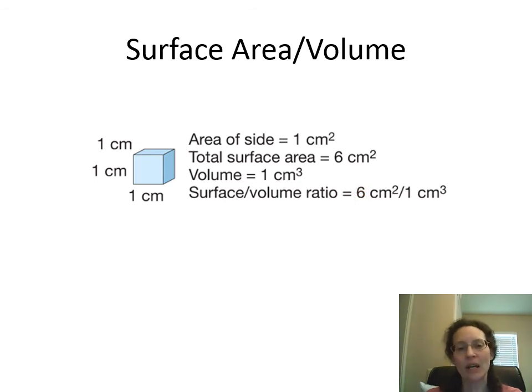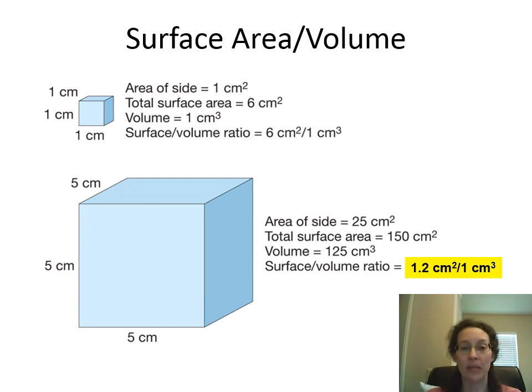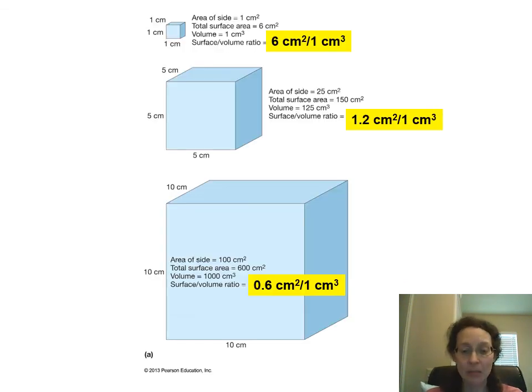So now if we take that little mouse, and instead of being 1 centimeter, now we'll make it bigger. It'll be 5 centimeters on each side. We see that now our area of each side is 25, our total surface area is 150, our total volume is 125, and we see this huge reduction in our surface to volume ratio. And if we make that little mouse even bigger, so now we're up to 10 centimeters, we can see that now we've changed dramatically. Now we're 0.6, so we're a much larger organism, but the amount of our body that's exposed to the outside is proportionally less.